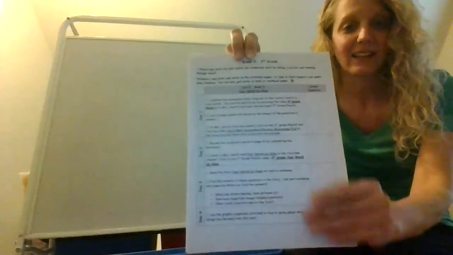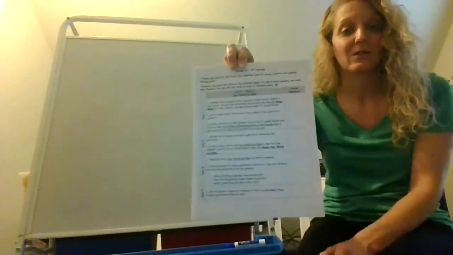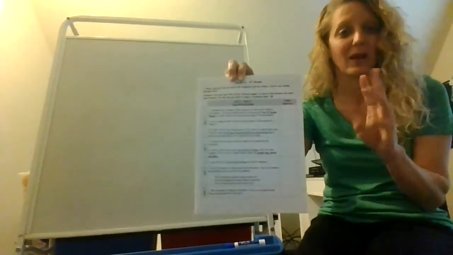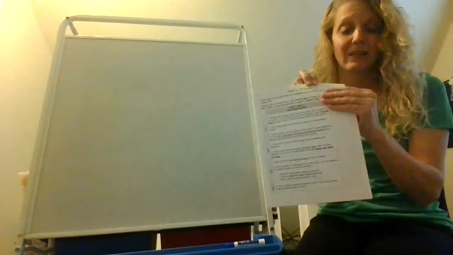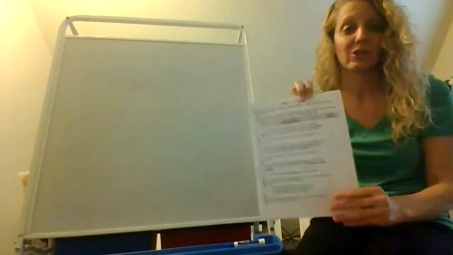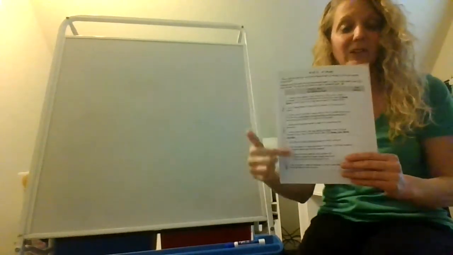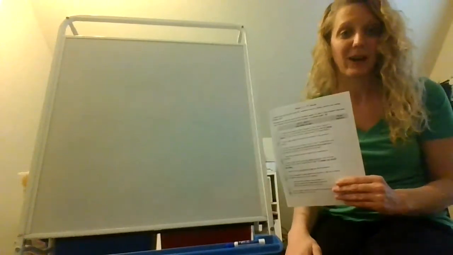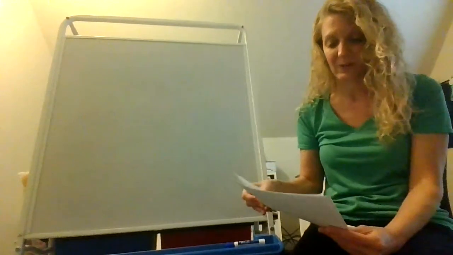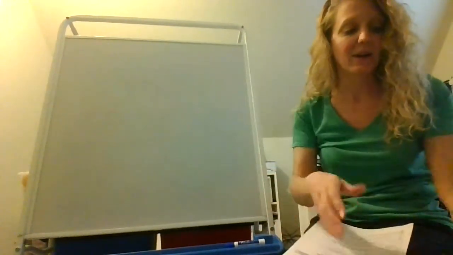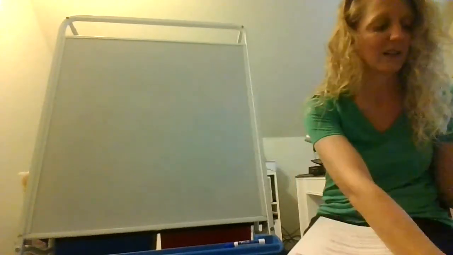It looks exactly the same as the packets you've had for weeks 1, 2, and 3, except this one says week 4. So your parents can either print this out or just check their email and look for the directions each day, okay? So let me show you what's inside so you know what to work on this week. Today we are going to do some vocabulary words together.